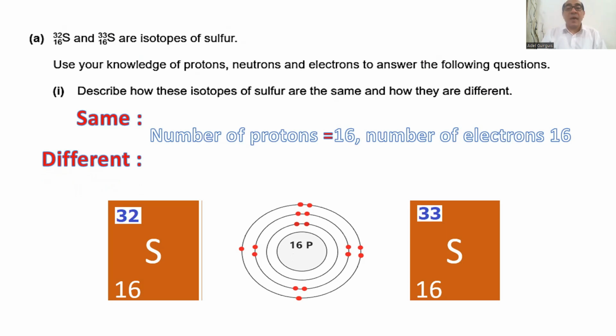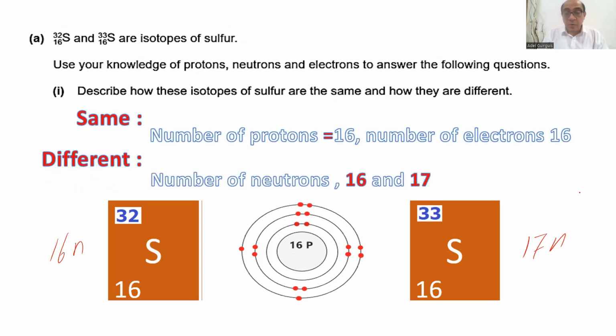They are different as they are considered isotopes. The definition of isotopes depends on the difference in nucleon number and number of neutrons. Here, when we subtract 32 minus 16, it equals 16 neutrons. Here it equals 17 neutrons. So they are different in number of neutrons, 16 and 17 respectively. This is letter A, part i.